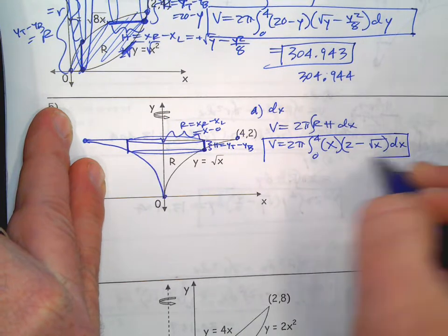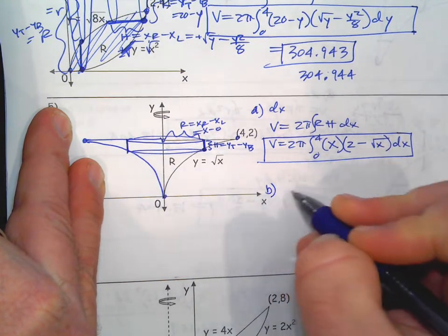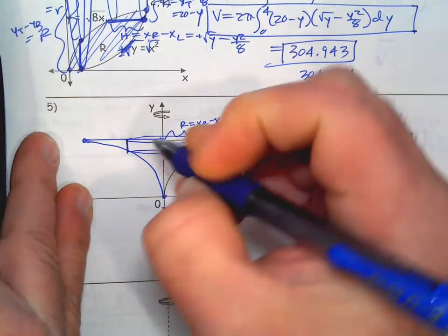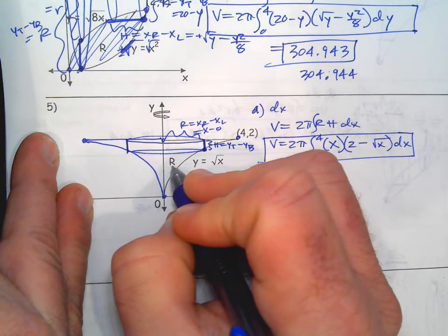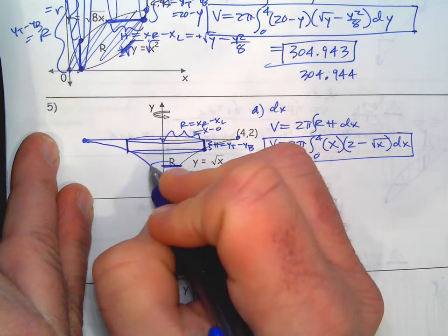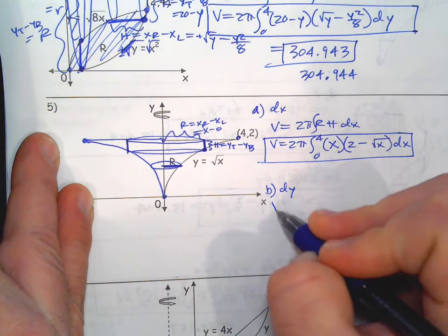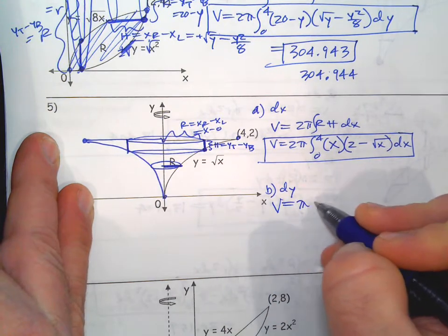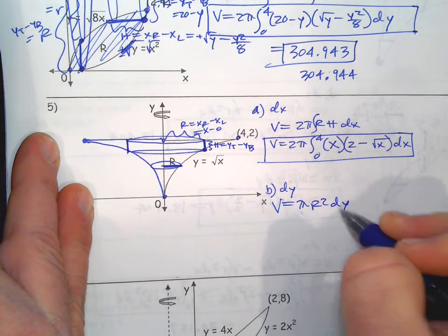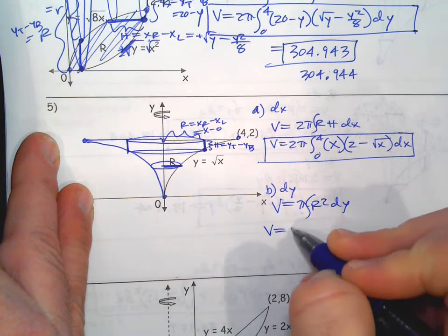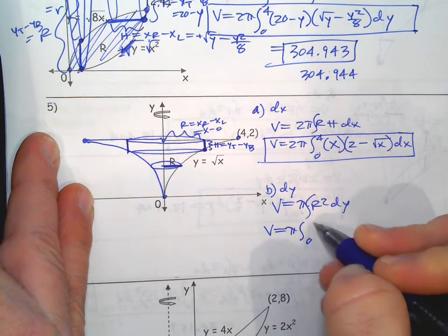So that's your setup. B is going to be dy. It's going to be horizontal slices. So we could do it down here, and what we get is a simple disk. Really simple. Pi r squared dy. So in the y direction, we have to integrate bottom to top, 0 to 2.